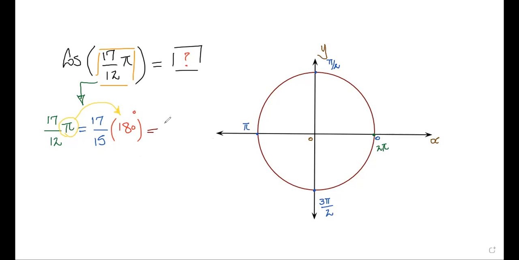That's right. Yes, Michelle. Oh, sorry, it should be 12. Thank you. Good correction. Thanks a lot. Then how much did you get? That's right. We get 255 degrees. Then we see that, look at this. As a result, I can say 17 over 12 pi radians is equivalent to 255 degrees. That was our ethical cheating.